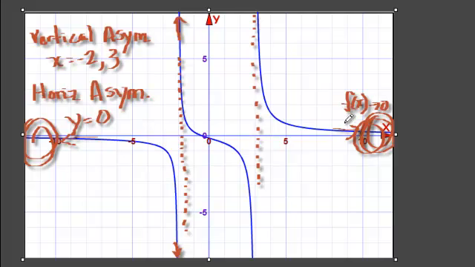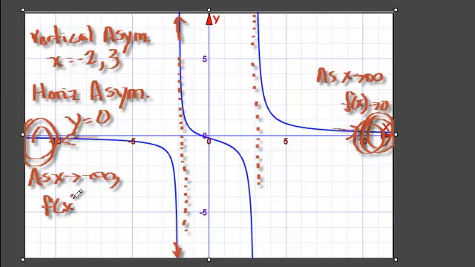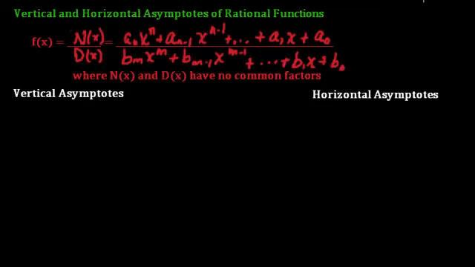and f of x is headed to 0 as x is going to positive infinity. Over in this area we'd say as x is going to negative infinity, my f of x is also headed to 0. It's headed to 0 from the bottom side. This one's headed to 0 from the top side. Alright, now we've looked at a graph, so let's go figure out how to find these things.